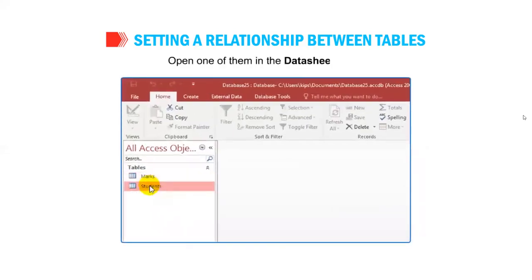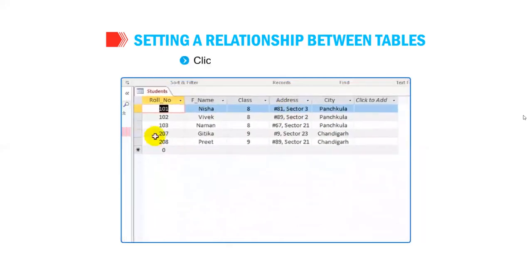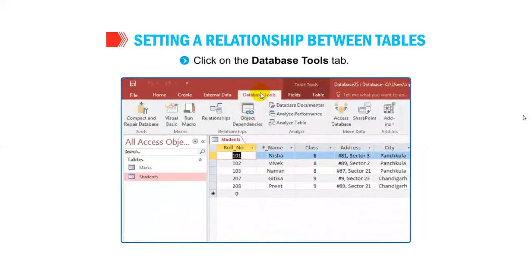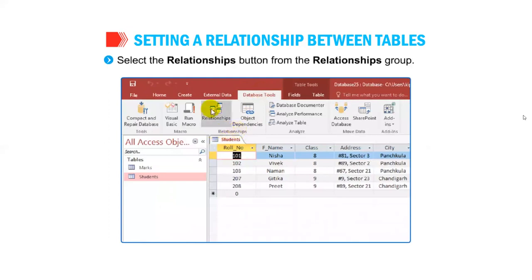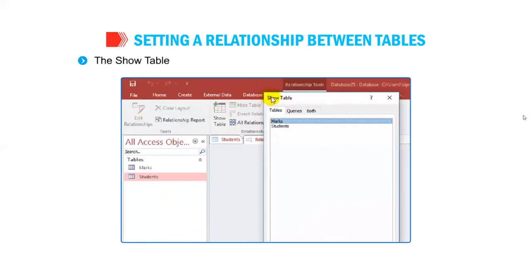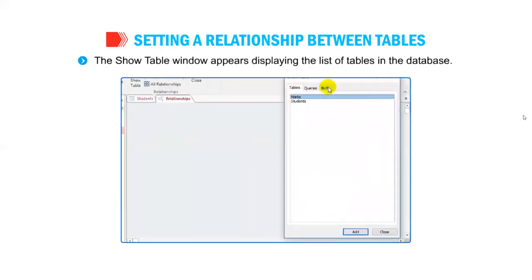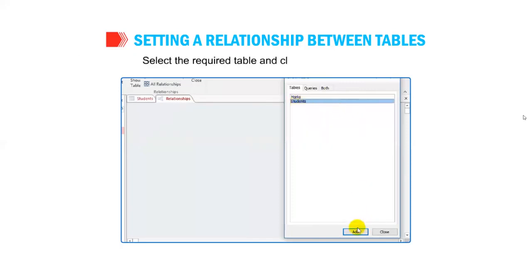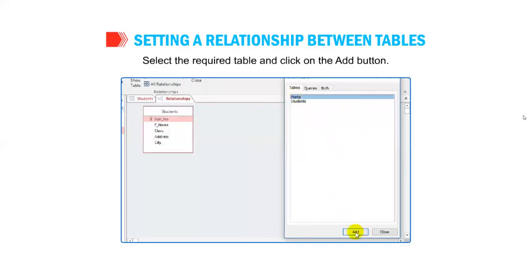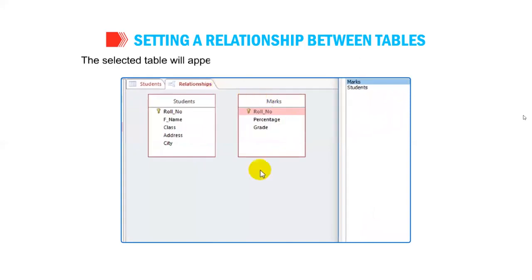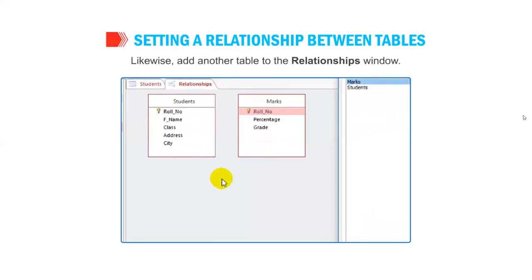Open one of them in the datasheet view. Click on the Database Tools tab. Select the Relationships button from the Relationships group. The Show Table window appears, displaying the list of tables in the database. Select the required table and click on the Add button. The selected table will appear as a small window in the Relationships window. Likewise, add another table to the Relationships window.